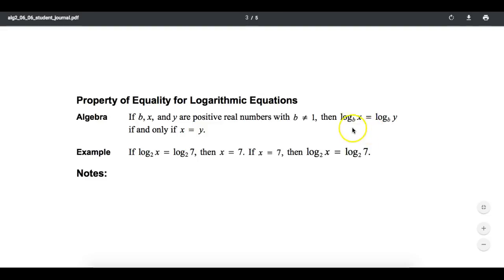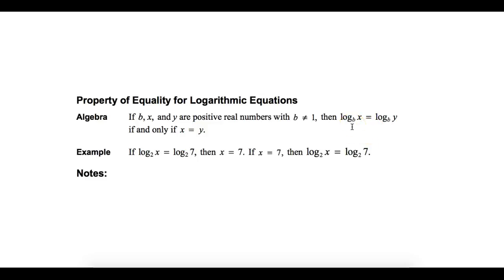What that means is that just like with our exponents, if we have the same base, then our exponents must be equal. If we're taking the logs on both sides and the base is the same, then whatever we're taking the log of must be equal to each other. So for example, if we had log base 2 of x equals log base 2 of 7, we know that x must equal 7 for this to be true.